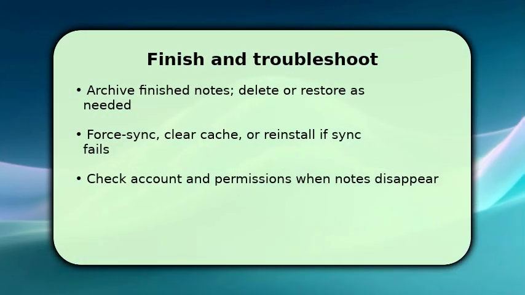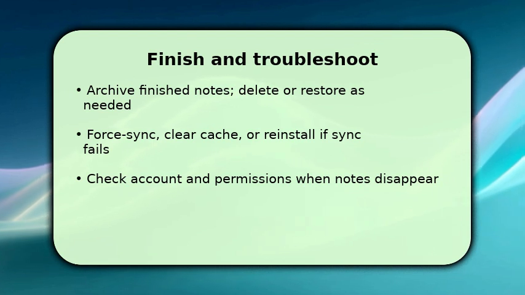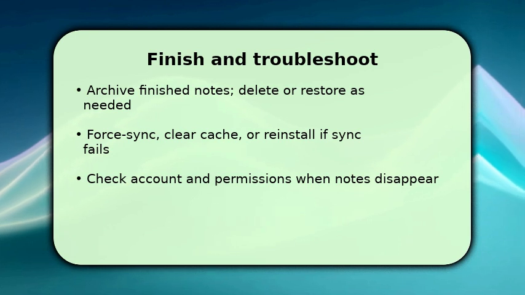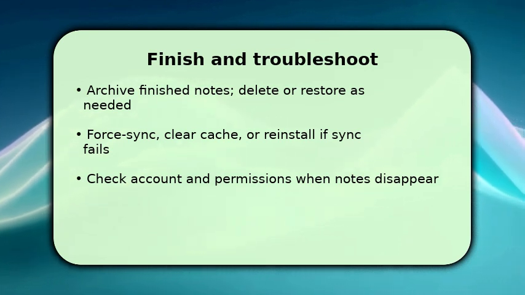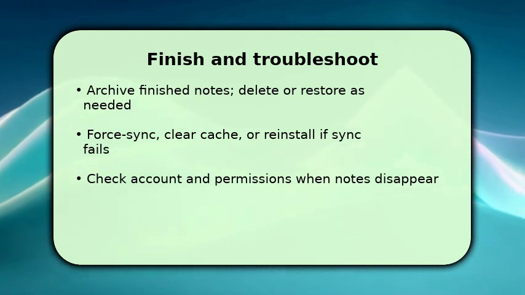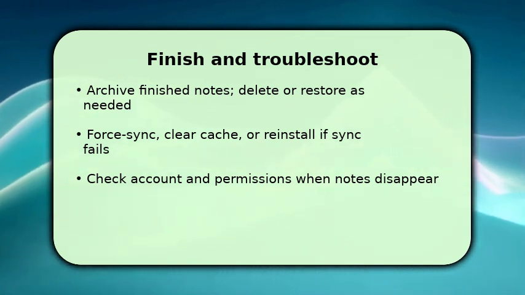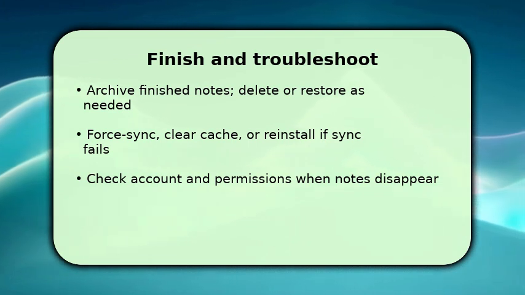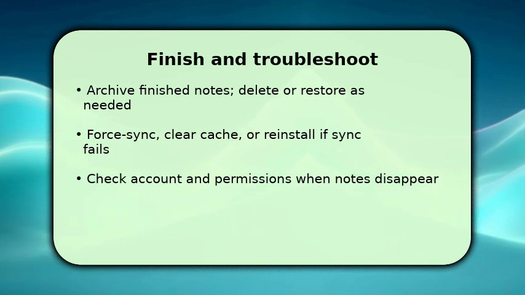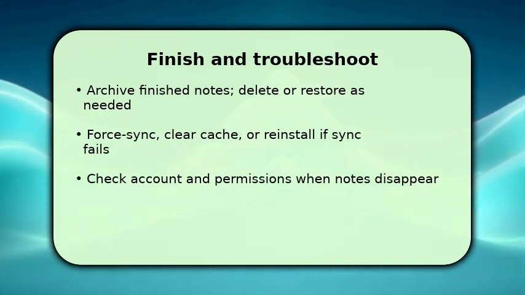To finish, tidy your workspace. Archive completed notes to declutter and delete only when you're sure. If something goes wrong, try a manual sync by pulling down the list, then clear the app cache and restart the app. If that fails, sign out and back in or reinstall Google Keep. Those steps usually restore missing notes. Make sure you're signed into the correct Google account and that storage and permissions are enabled. This resolves most sync and visibility problems.